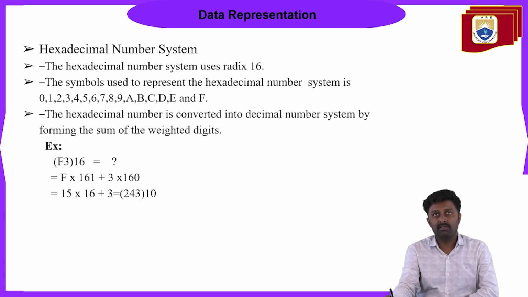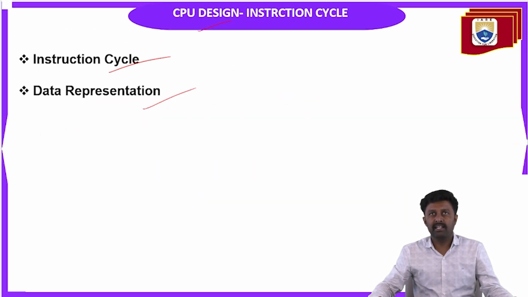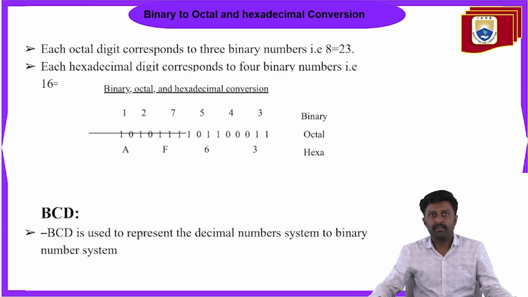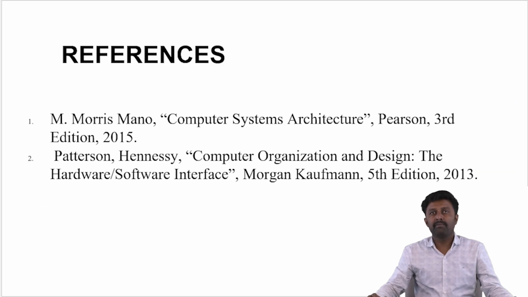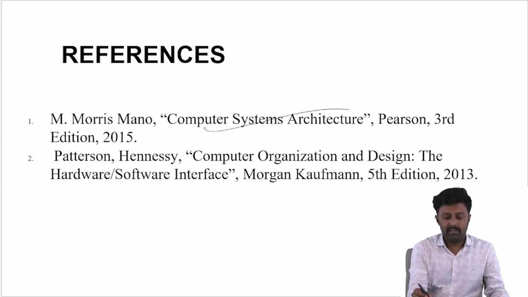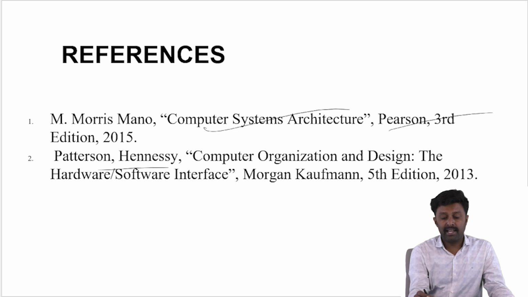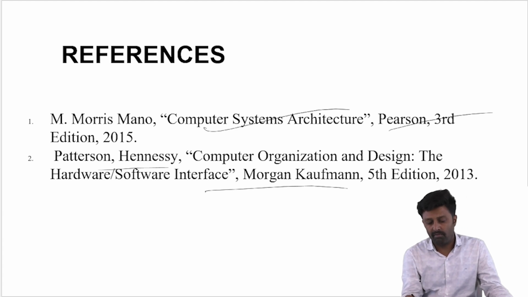Okay, that's all for today's presentation. In today's lecture we have discussed the instruction cycle, what the different steps included in the instruction cycle are, and the different types of register reference instructions and memory reference instructions. These are some references we have included: Morris Mano, Computer System Architecture, third edition, and Patterson and Hennessy, Computer Organization and Design, Hardware Software Interface, by Morgan Kaufmann, 5th edition, 2013.